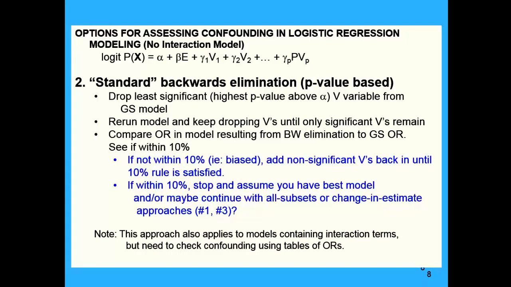The standard, that's what I just talked about. We just went through this. Compare the odds ratio in the model resulting from backward elimination. If not within 10%, add non-significant variables back until the 10% rule is satisfied. And if within 10%, stop and assume you have the best model, and maybe continue to look at some of the other ways to do it, to consider some other models. But this is an alternative to the all possible subsets approach. I still like the all possible.